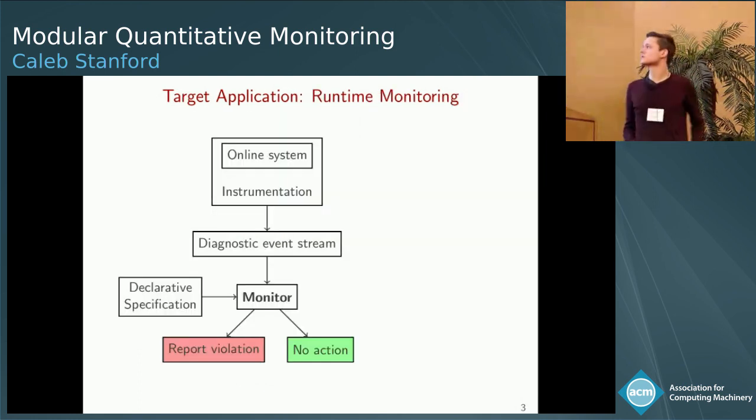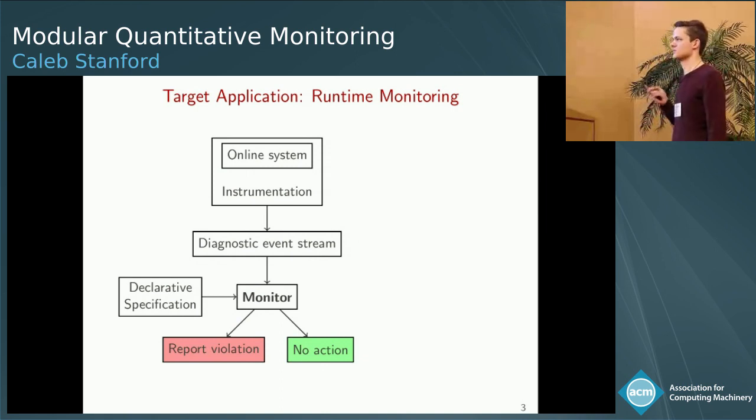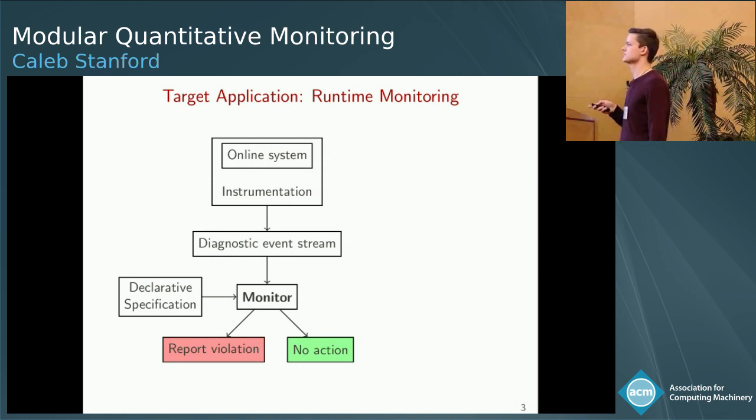The second application that we're interested in is runtime monitoring. So this is a very old field where basically you want to not verify a system, but check a system's properties while it's online rather than offline. So you begin with some kind of online system, such as a compiled program. You instrument the system with some code which basically emits some kind of output, like some diagnostic events. Certain events are occurring, maybe certain values in the program. And then you feed this diagnostic event stream to a monitor, which is created from a specification that you write. And the monitor either reports a violation or it does nothing.